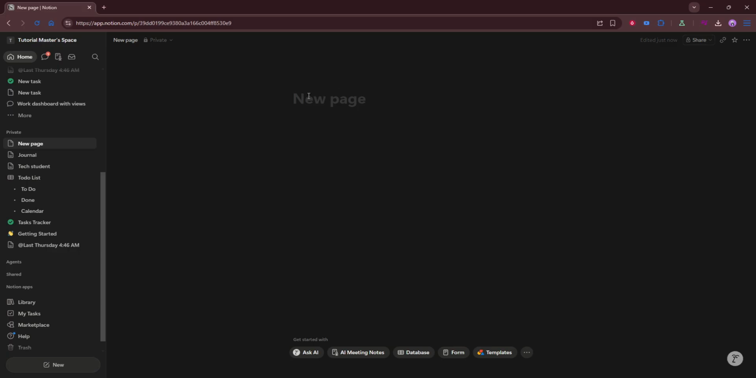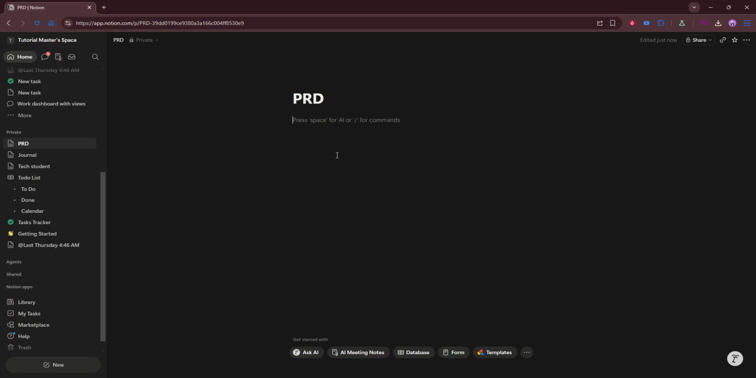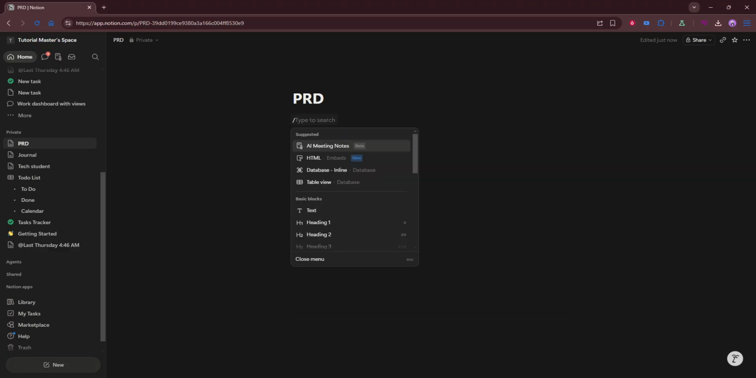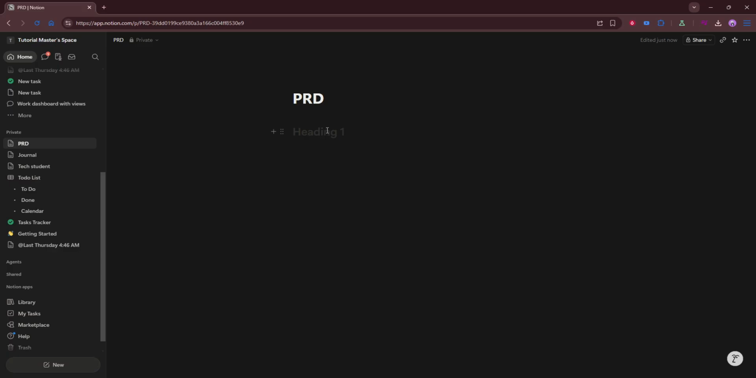A clean PRD helps everyone involved understand the goal, the scope, and what success should look like before any development work begins. At the top of the page, add the product name, followed by a short summary of the feature or project. This summary should be concise but clear. Think of it as a quick overview that explains what you're building and why it matters. If someone opens the page for the first time, they should be able to understand the basic idea within a few seconds.